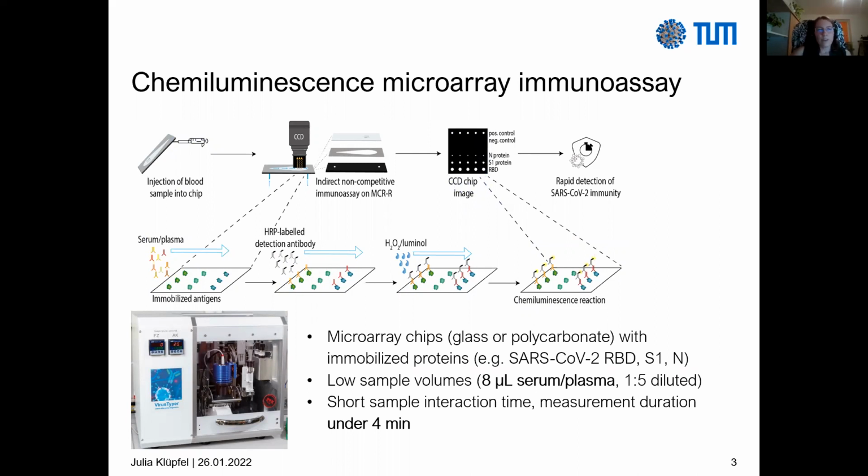And with this principle, we need really low sample volumes. We need about 8 microliters of serum or plasma in a 1:5 dilution. And what is the most important thing about our test, many of the typical commercial tests are ELISA assays that take some hours to be carried out. And our test has a very short sample interaction time. Therefore, the whole measurement duration is under 4 minutes. So you can really wait for the result. You just take a blood sample, inject it into the device, and then you have your result in under 4 minutes. But of course, we need antigens that we can immobilize on the chip.